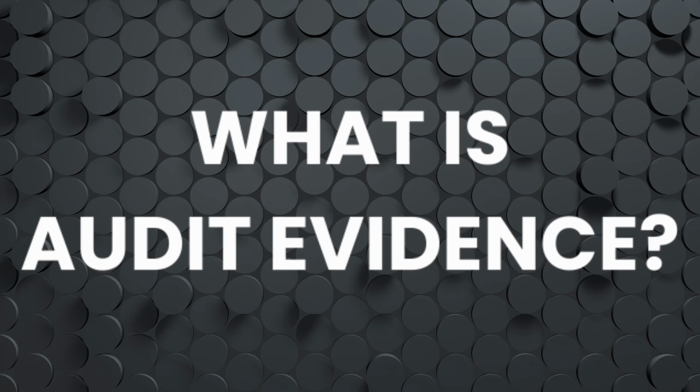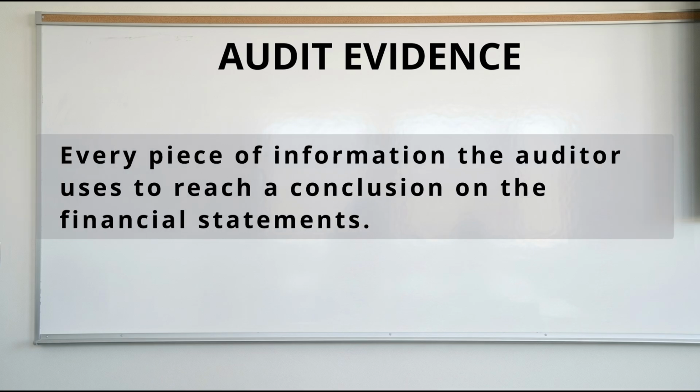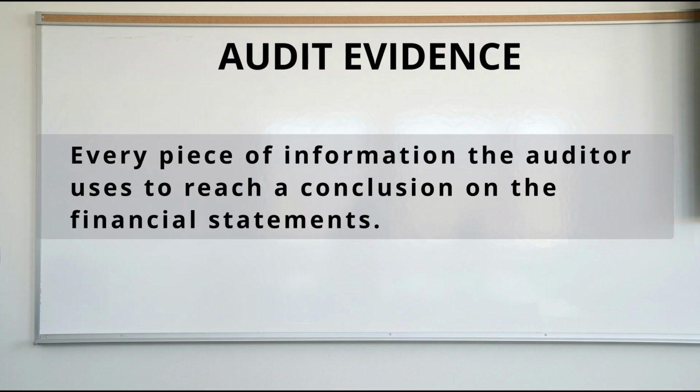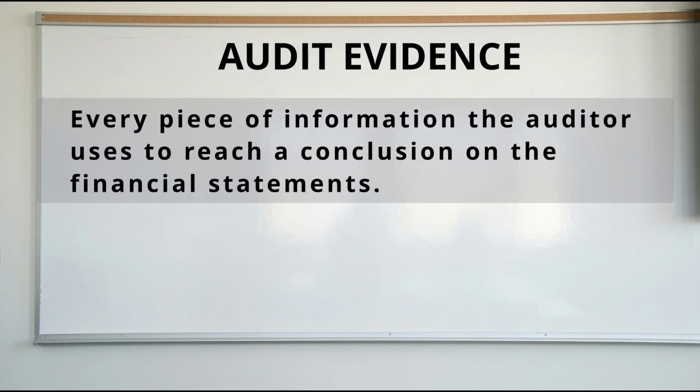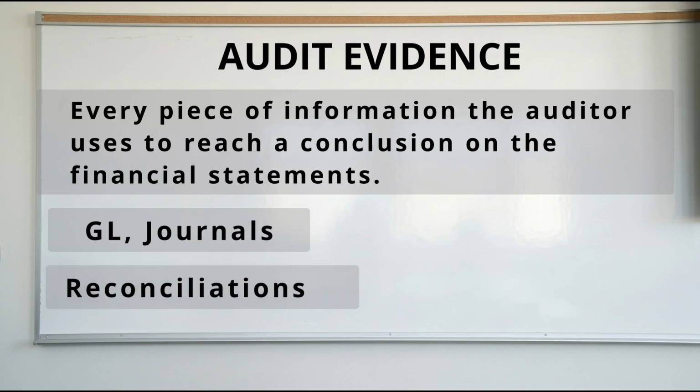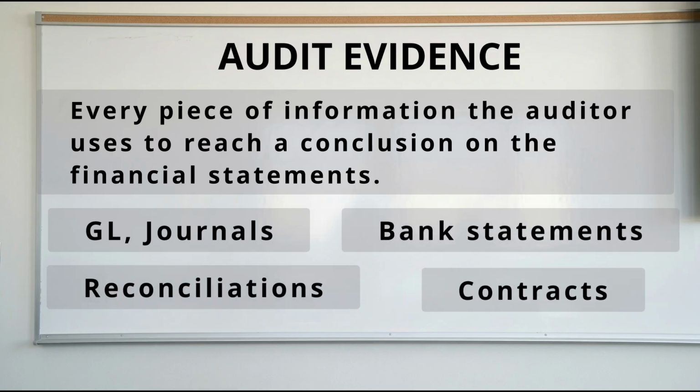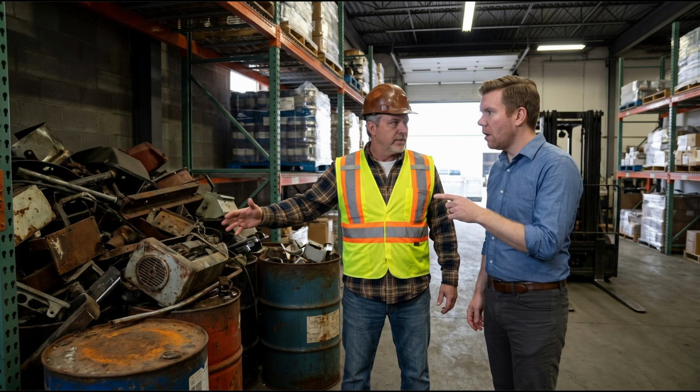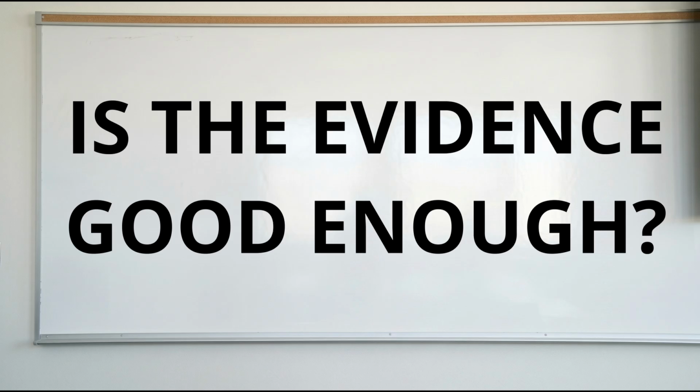Audit evidence is every piece of information the auditor uses to reach a conclusion. That's it. But every piece of information does a lot of heavy lifting. We're talking about the general ledger, journals, reconciliations, bank statements, contracts, even a conversation you had with the warehouse manager about that pile of rusting inventory. All of it counts. The question is never, is this evidence? The question is always, is this evidence good enough?